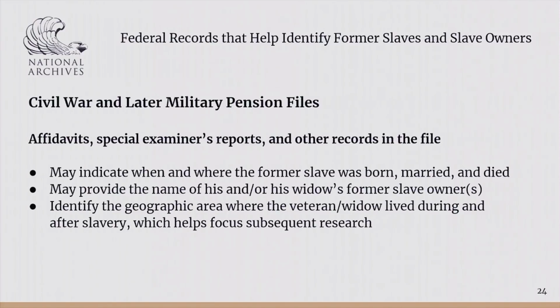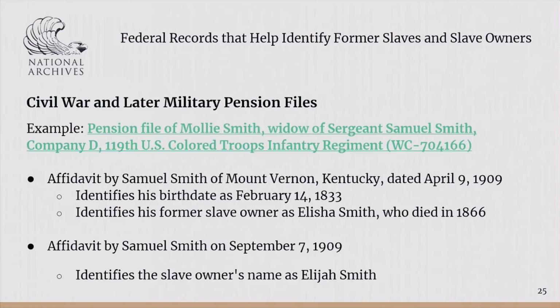So how does this help you? Well, the affidavits, the special examiner's reports, and other records in the file may indicate when and where the former slave was born, married, and died. It may provide the name of his and or his widow's former slave owners, and it would certainly help you identify the geographic area where the veteran and widow lived during and after slavery, which helps focus your subsequent research. For example, giving you the pension file of Molly Smith, widow of Sergeant Samuel Smith, Company D, 119th U.S. Colored Troops Infantry. This file is online in our catalog.